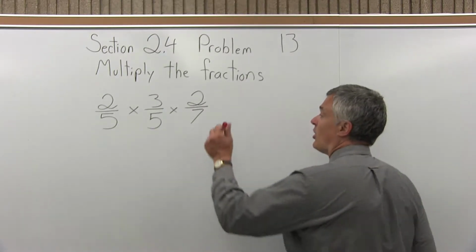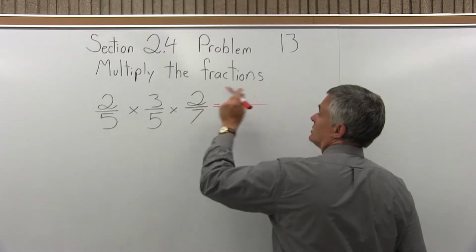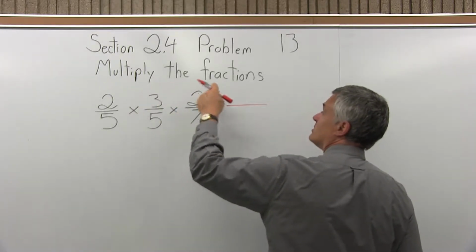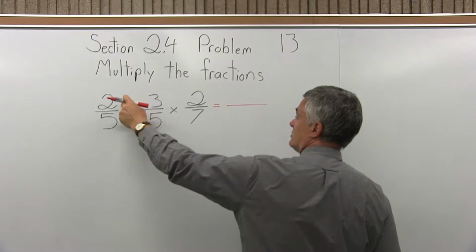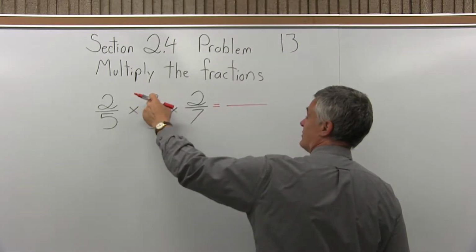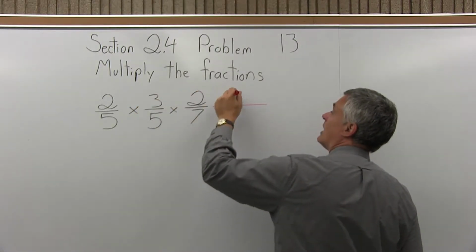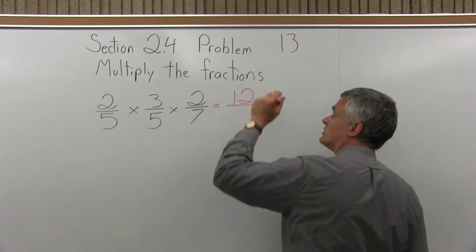So you multiply all the numerators together. So 2 times 3 times 2 will be the numerator of my answer. So 2 times 3 is 6. Then that result of 6 times 2 is 12. So my numerator is 12.